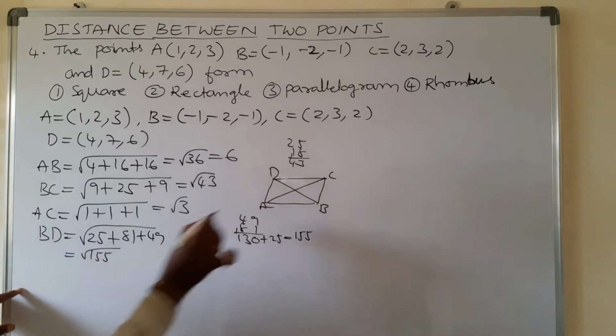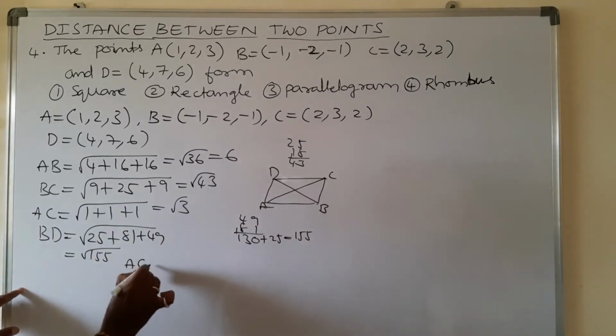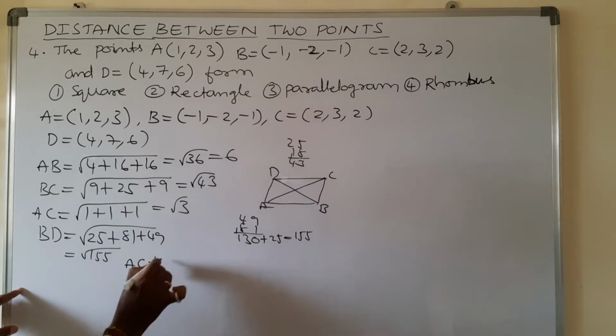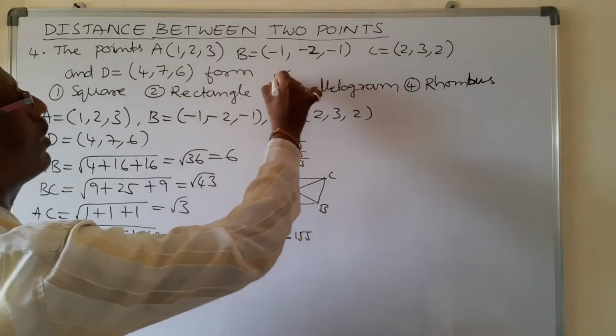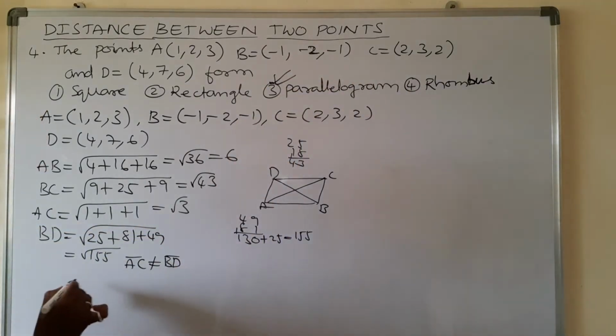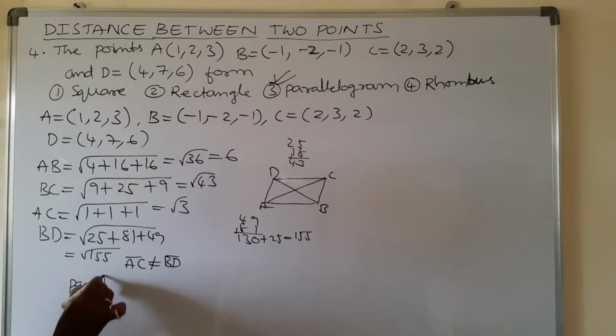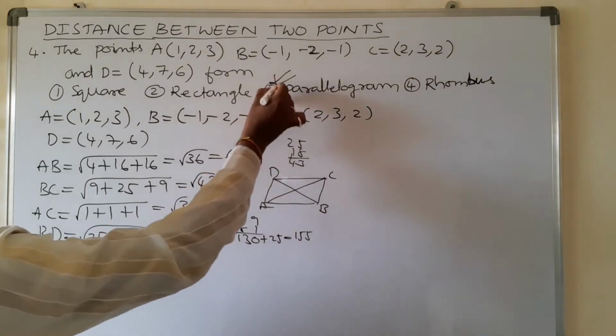Here diagonals are not equal. AC diagonal does not equal BD diagonal. Diagonals are not equal, so the quadrilateral is a parallelogram. Parallelogram is correct. Here option 3 is the correct answer.